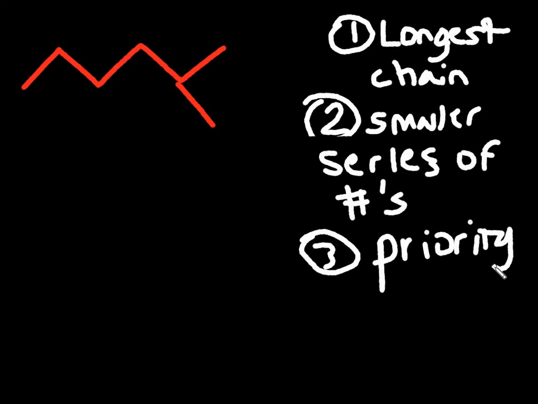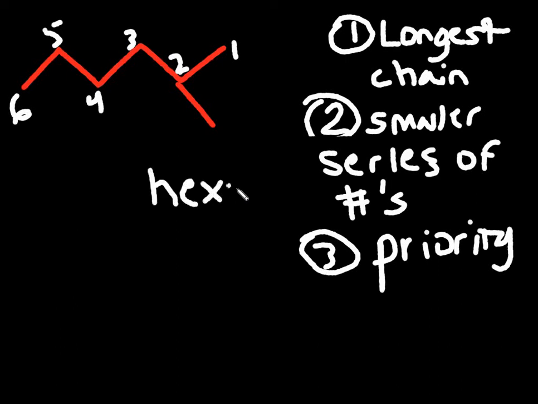Okay, so what we do is we count out the number of carbons. Go 1, 2, 3, 4, 5, and 6. Okay, so we take the longest chain, and then later we look at what substituents we have. Okay, so first of all, there's 6 carbons, so we know that the parent name is hexane.